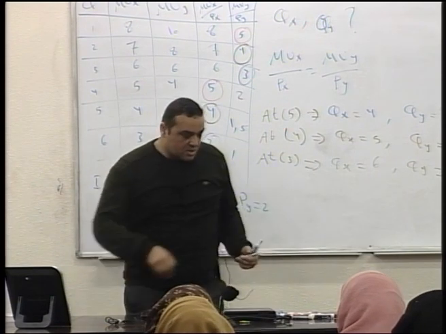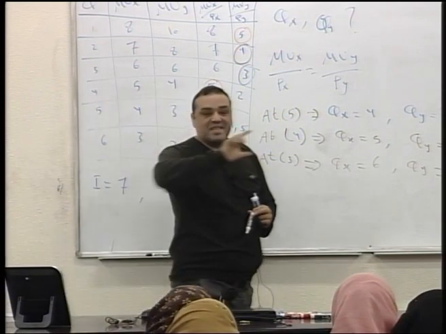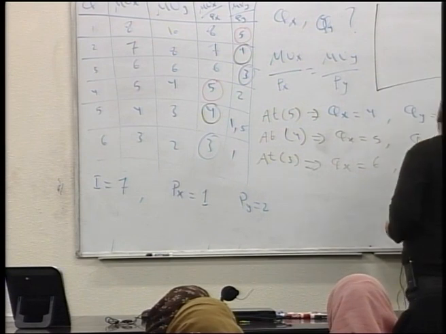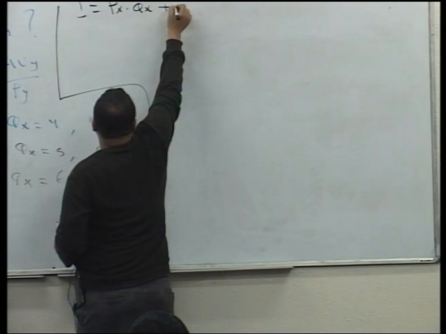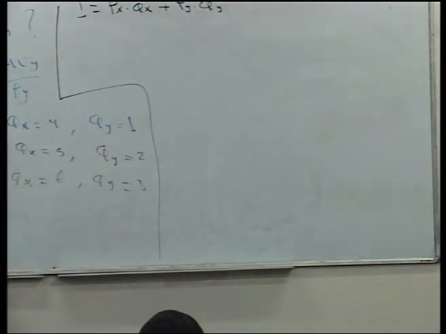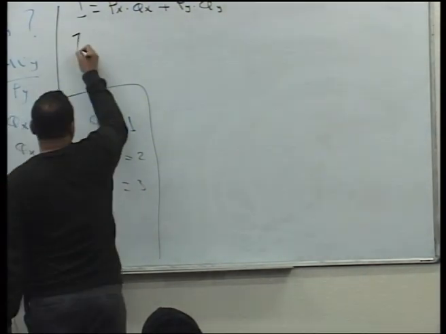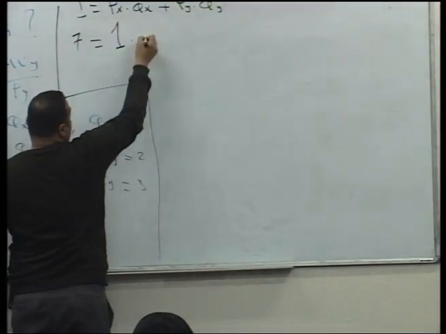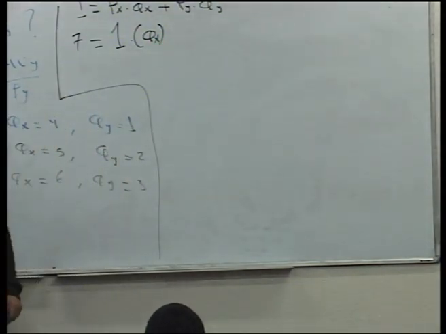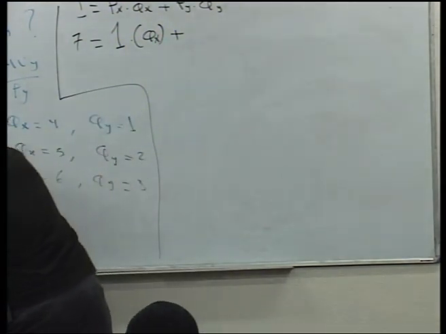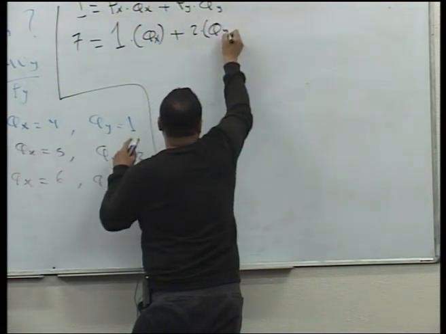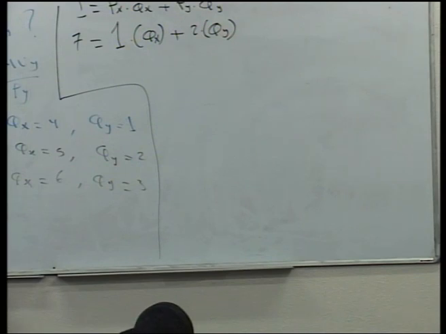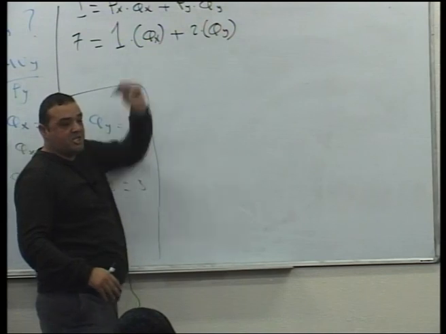But what about the second condition? Here we have to test the second condition. The second condition is I equals the price of X times QX plus the price of Y times QY. So the given data shows that the consumer's income equals $7, which must equal the price of X, which is 1, times QX, which is unknown here, plus the price of Y, which is 2 here, times QY. What is the bundle of X and Y that achieves this condition? At 5 here.